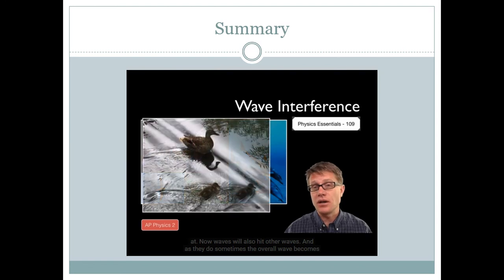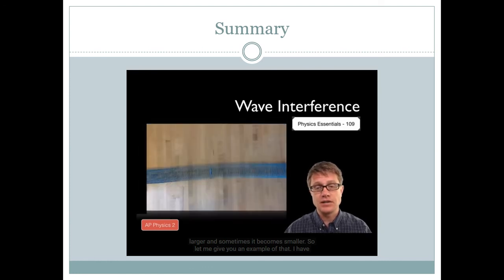Now, waves will also hit other waves, and as they do, sometimes the overall wave becomes larger, and sometimes it becomes smaller. Let me give you an example of that. I've got a slinky here, and I'm going to send two waves towards each other. Watch what happens when they meet. So the wave becomes bigger. But did the waves bounce off each other, or did they move through one another? It's kind of hard to tell. Since both waves are on the same side, we don't know if they bounced back or if they went through.